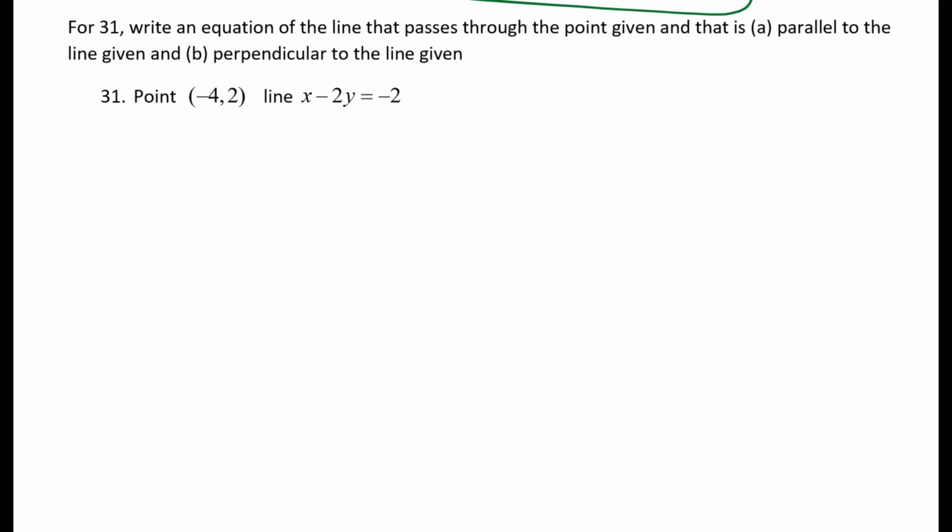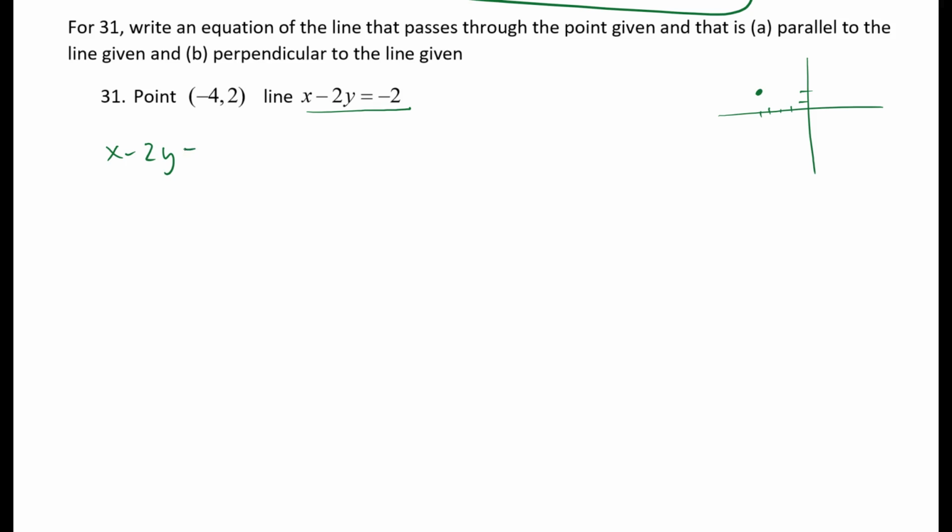We want to write an equation of a line that passes through this point given, which we can sketch in here as (-4, 2). So that's the point given. And we want a line that goes through that point that's perpendicular to this line and parallel to that line. So the first thing is we just need to find the slope of that line. So in order to do that, let's put that thing in slope-intercept form.